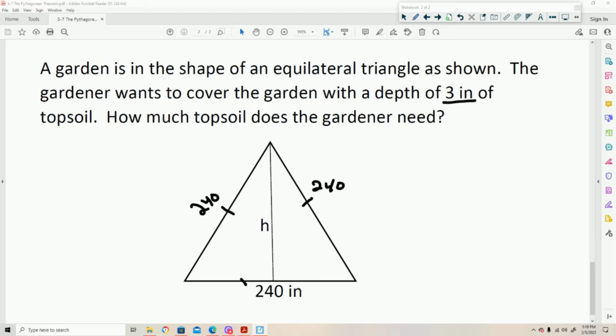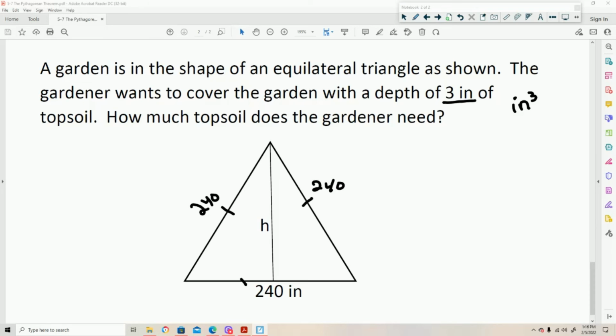So we've got depth. We're going to have area and depth, and that's going to give us volume. So we're going to need something in cubic inches for volume. We have to find the area of this and multiply it by the depth. That will give us the volume of topsoil that is needed for this equilateral triangle.